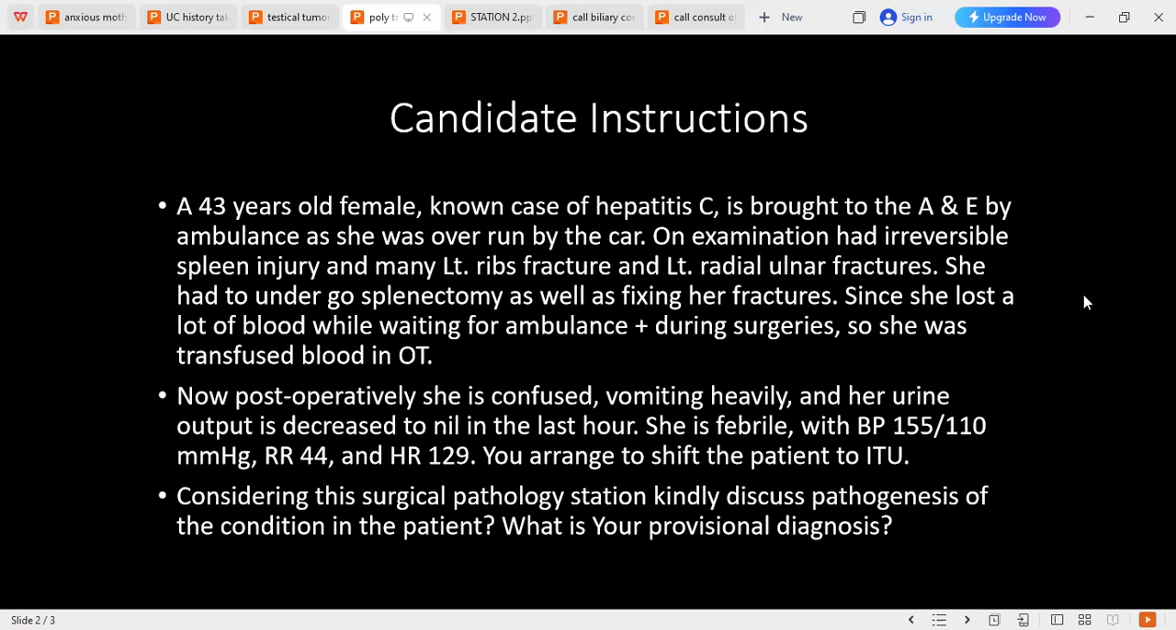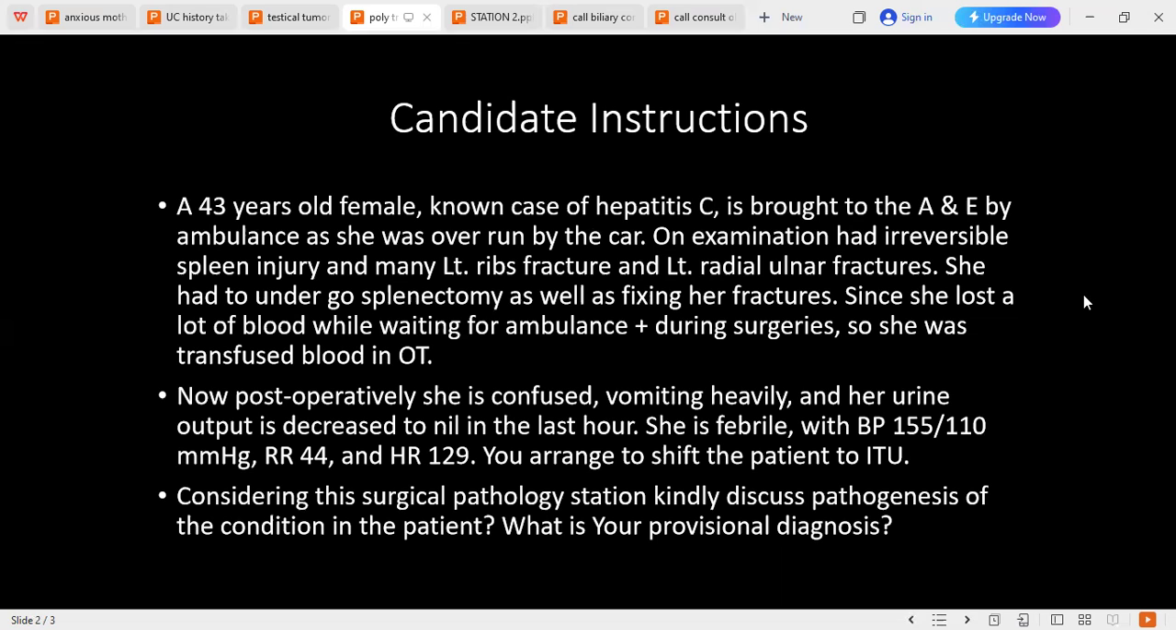Please tell me why it is important for you to know that the patient is a known case of hepatitis C. Because this is a risk factor for this patient to develop disseminated intravascular coagulation. And what else? Why would it affect the patient's recovery? Being infected with hepatitis C virus, there is a possibility that this patient might be suffering from cirrhosis or hepatocellular carcinoma.